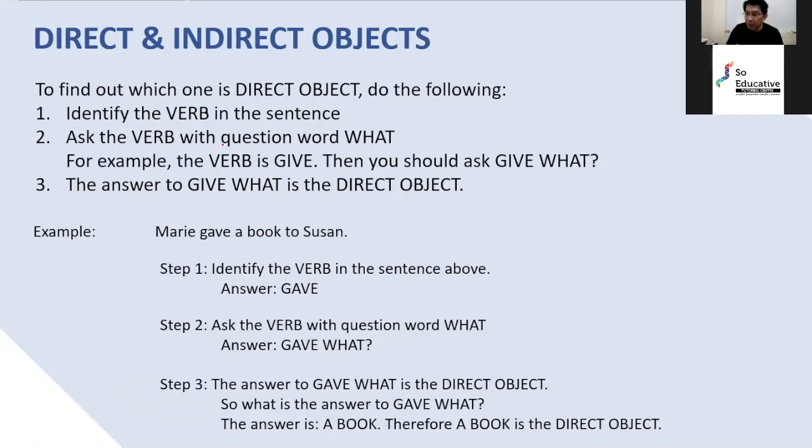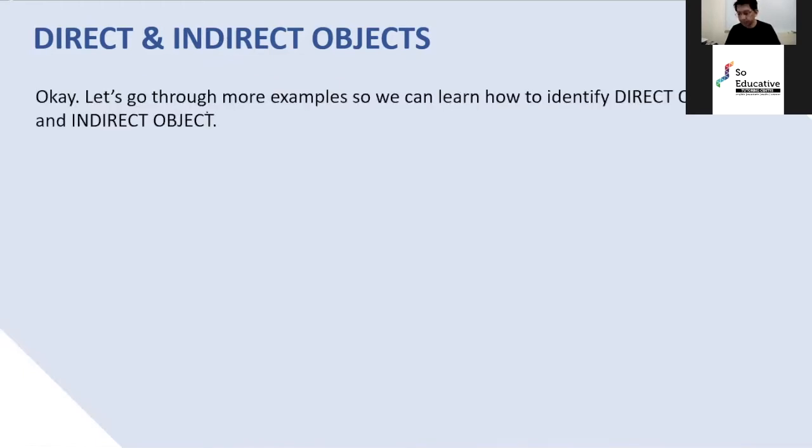So a book is the answer to the question gave what? Therefore, a book is the direct object. Okay, we're going to the next example.